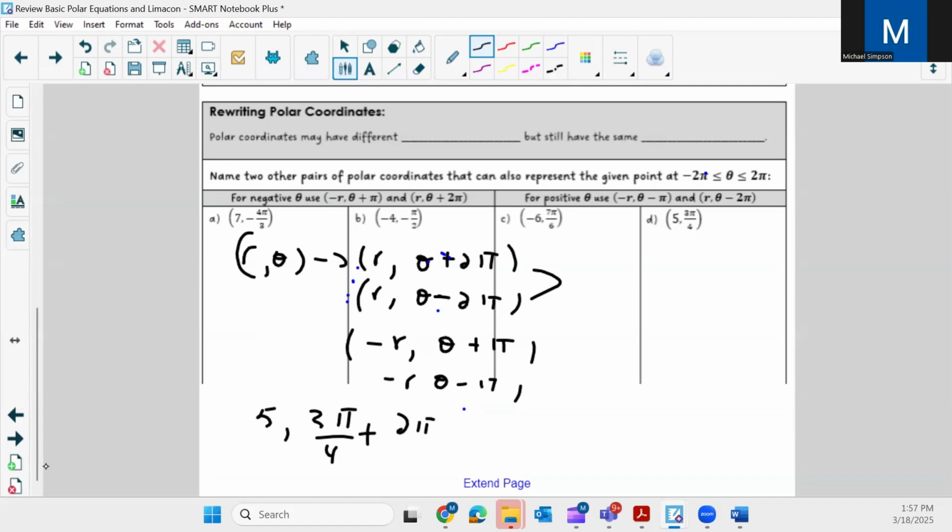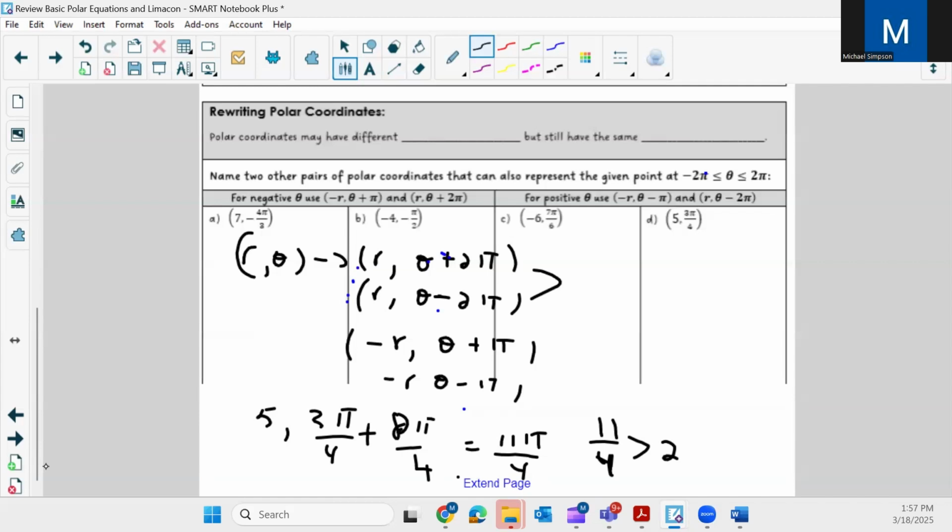Now, if I want to add these two, they must have the same denominator. Agree? So if this is 1, this becomes 4, and this becomes 8. 8 plus 3 gives me 11. So we have 11 pi over 4. Now if I divide 11 by 4, is that going to be greater than 2? Yes.